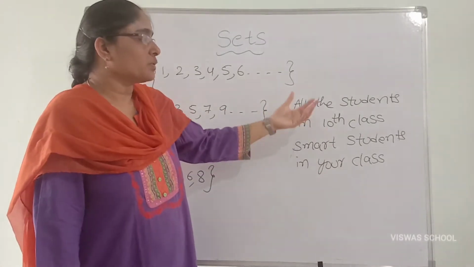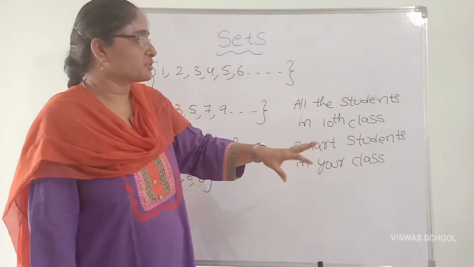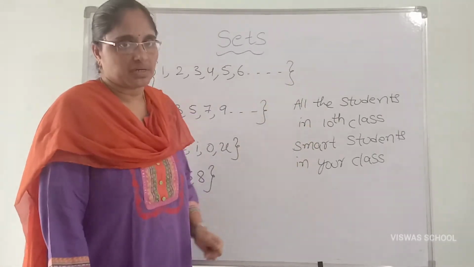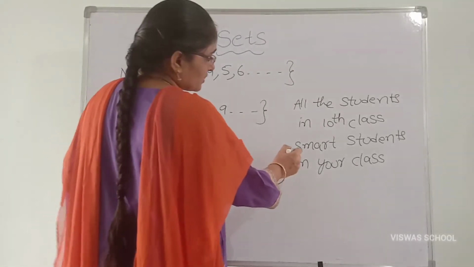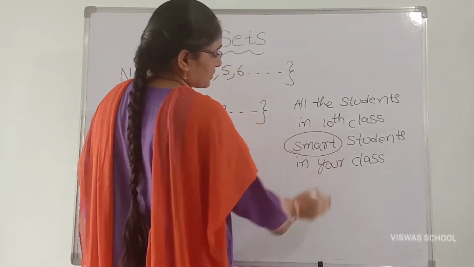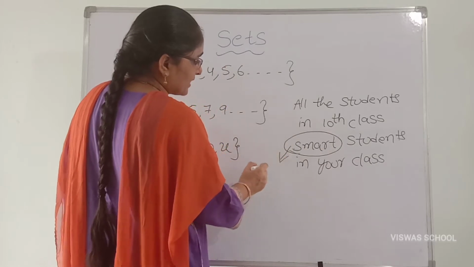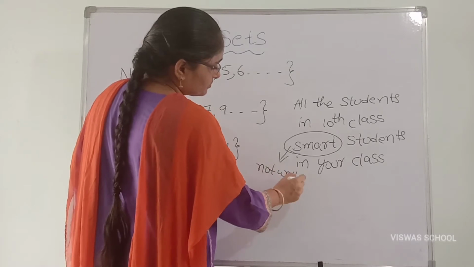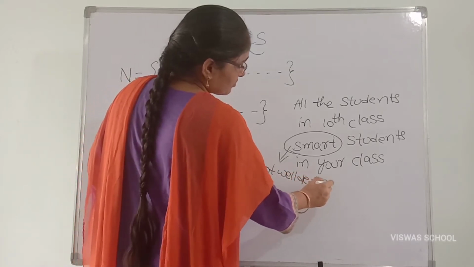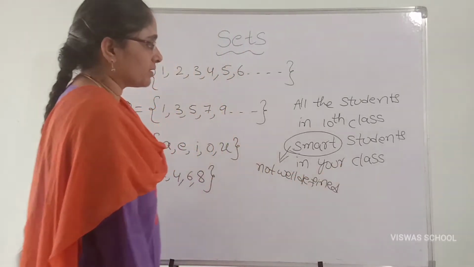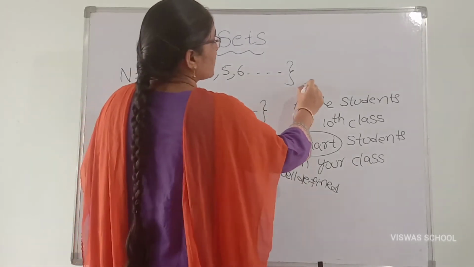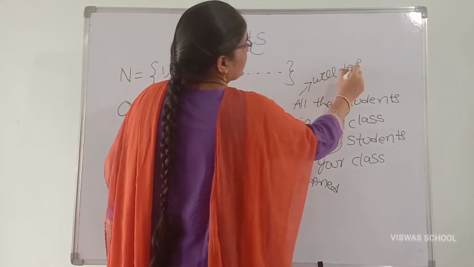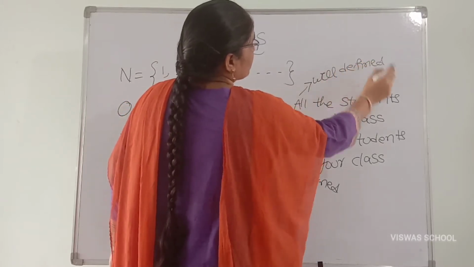I am saying the number of students becomes a set. And here I am saying smart students in your class. Here the word smart is not well defined. And here all the students means well defined.